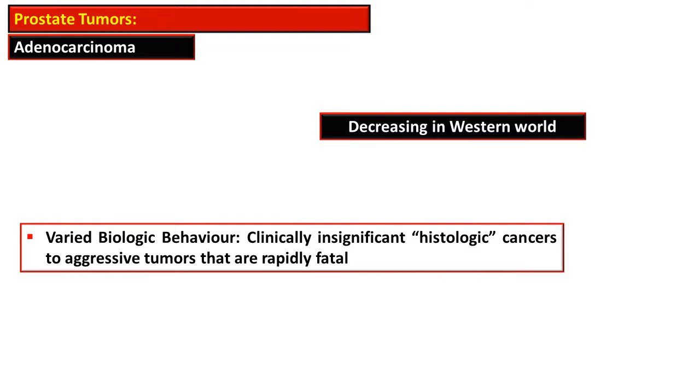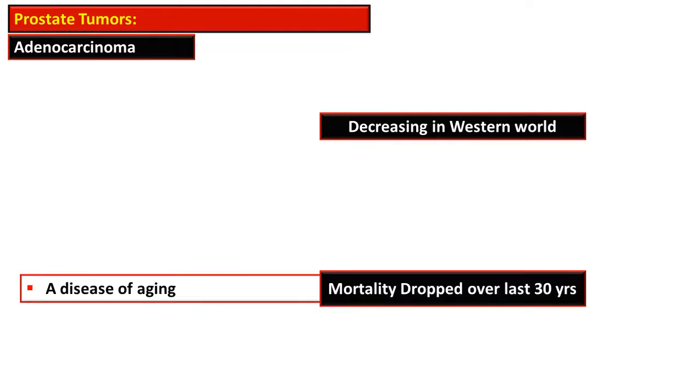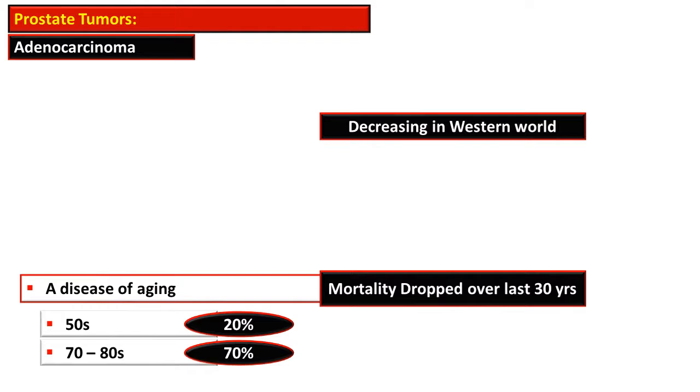The prostate tumor has got varied biological behavior. There are some tumors such as latent tumor or incidental or occult. They are clinically insignificant, and aggressive tumors are also there that have got more mortality. It is a disease of aging, and the mortality has also dropped over the last 30 years. So 20% of the cases were in 50s, while 70% of the patients were in their 70s and 80s.